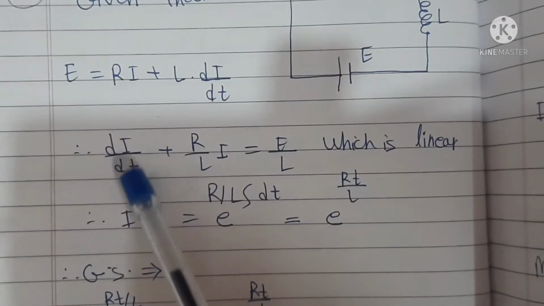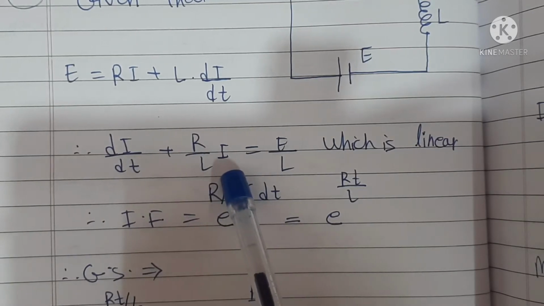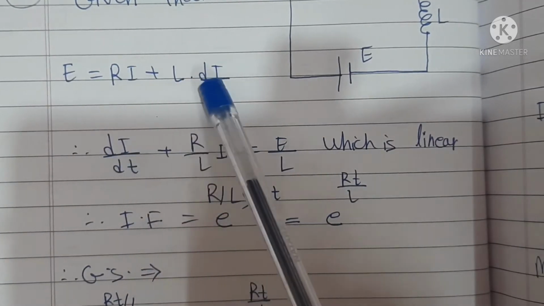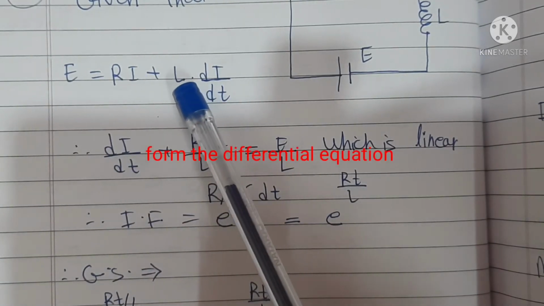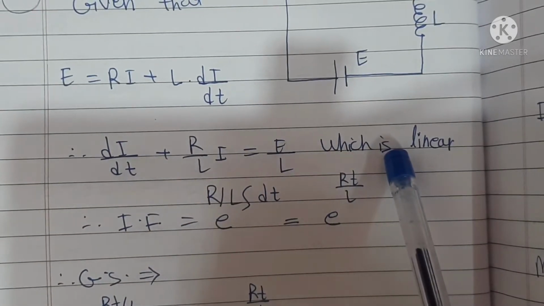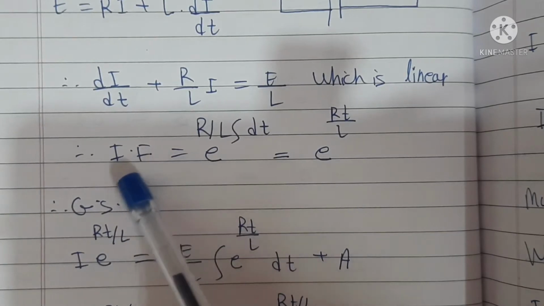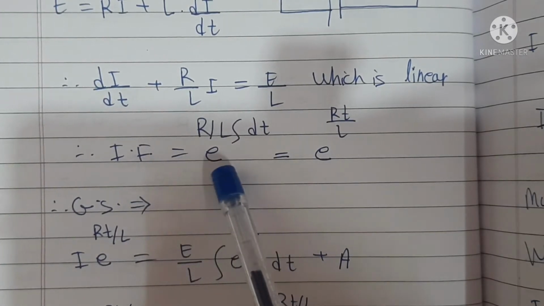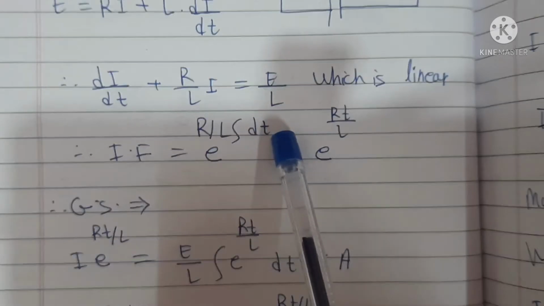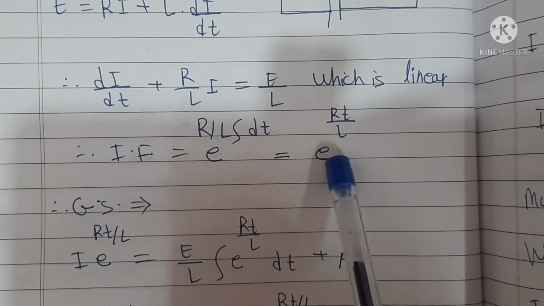Therefore di by dt plus R upon L into I is equal to E upon L, which is a linear equation. For making it linear, we are dividing the whole equation by the capital L. Now comparing this equation, we get the integrating factor as e raised to integration of R upon L dt, which is equal to e raised to Rt upon L.